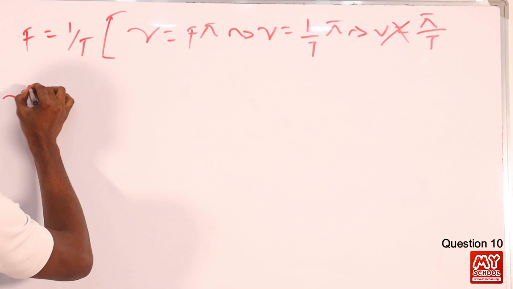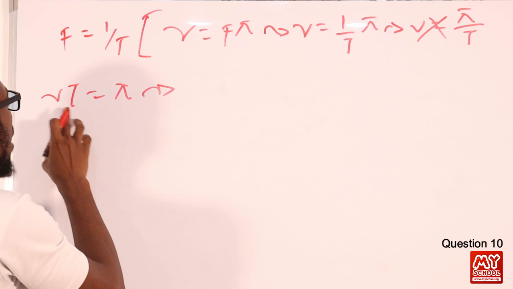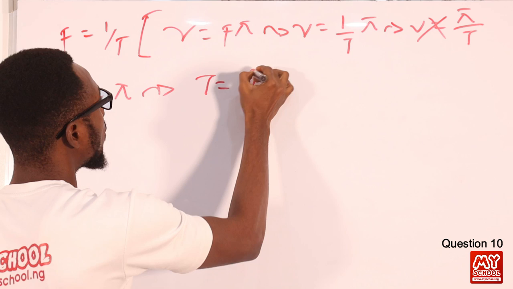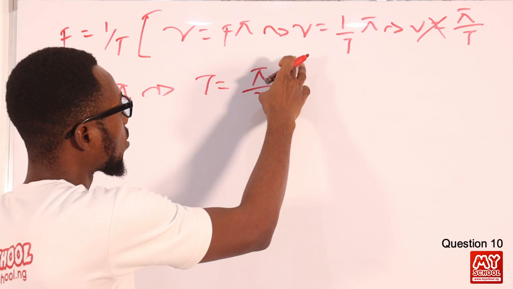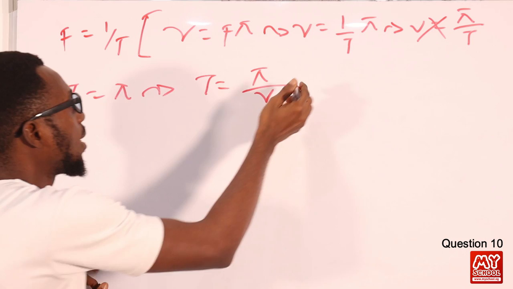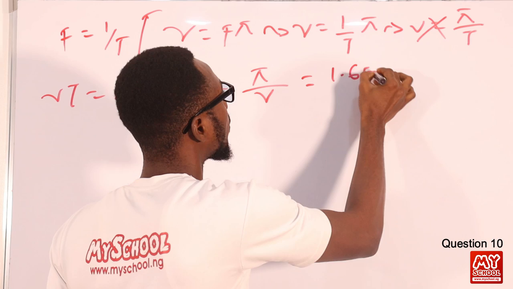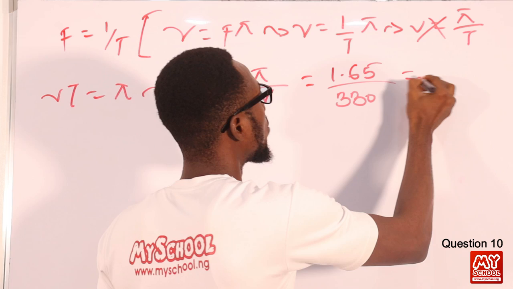So sorry, I'm writing this as pi. So if you divide both sides by v, that means T equals the wavelength over v. Do we see that? So that's why I said wave period is actually equal to wavelength over the velocity or speed. Okay, so we are given the wavelength as 1.65, then the speed is actually 330. Okay, so if we divide, we should have 0.005 seconds, right?